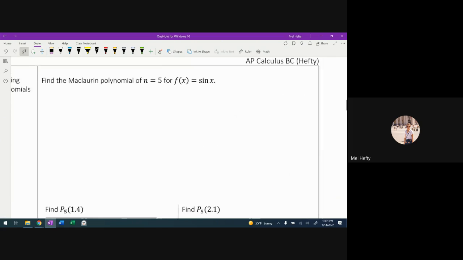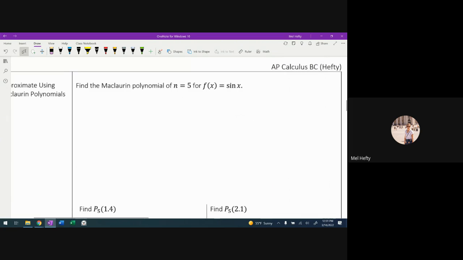I would like you to find me the Maclaurin polynomial for n equals 5 for sine x. All right, tell me anything you know based on those directions. All right. Our Scottish friend tells us our center is 0, which is nice. That means we don't have x minus the center to powers. We just have x to powers. What the heck does this mean?